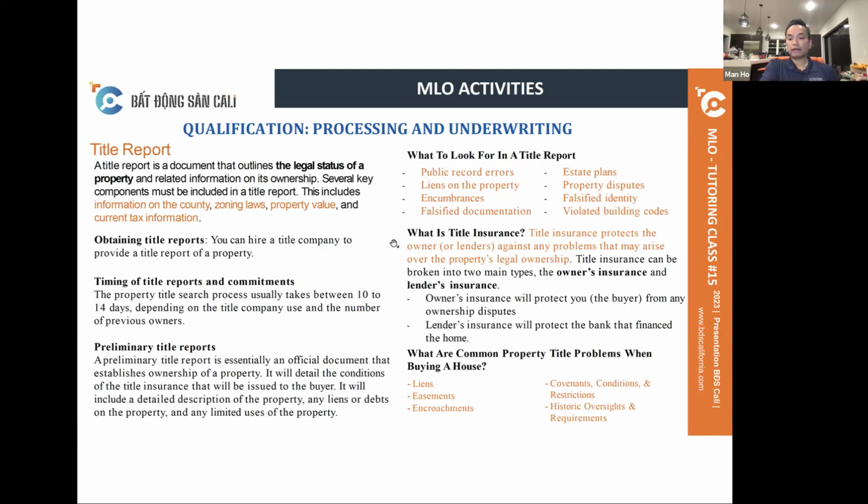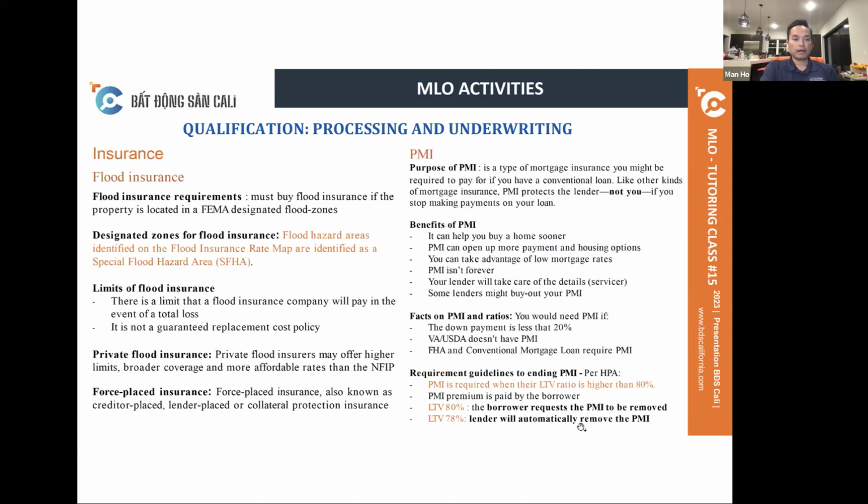What is title insurance? Right? We're talking about this. Title insurance protects the owner or lender against any problem with the title. Right? So we have two types of insurance, right? An owner's insurance and the lender's insurance. We'll talk about this. What are the common property title problems, including liens, easements, encroachments, covenants and conditions of restriction, historic oversight, and requirements? So these are some of the common issues.